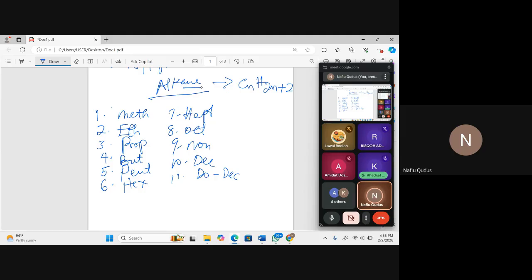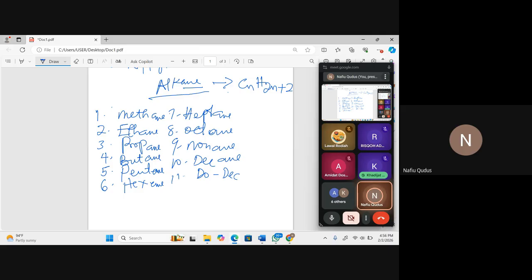Now, for any family of organic compounds, we make use of the last three letters. This is the name ending. We just add this ending to each hydrocarbon prefix. For example, meth plus ane becomes methane. Eth becomes ethane, then propane, pentane, hexane, heptane, octane, nonane, decane, and so on. This is what we need to know about organic chemistry.